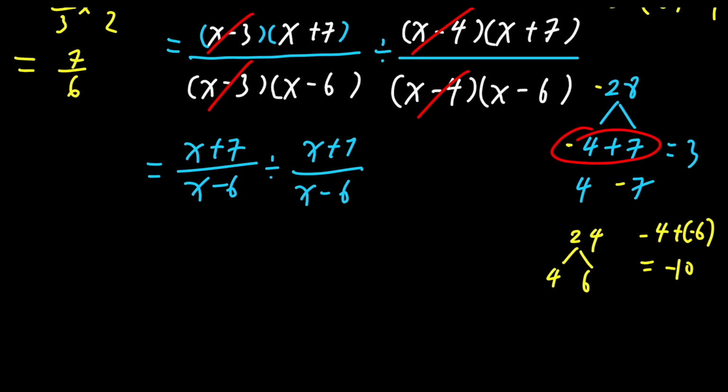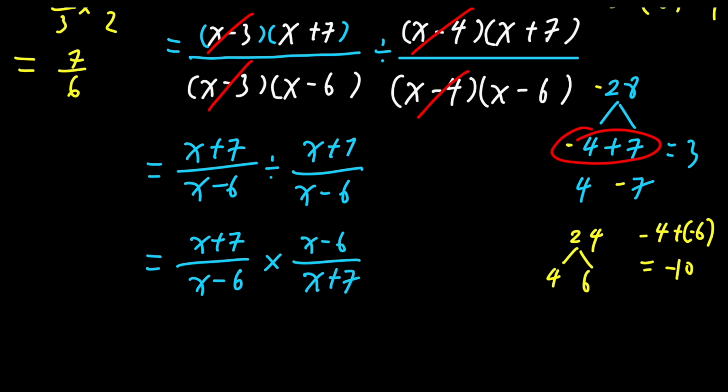Then we can also rewrite it as x plus 7 over x minus 6 times the reciprocal of the second fraction, so it's going to be x minus 6 over x plus 7. And you can also see the numerator and denominator are the same. Also true for these two. So we can cancel them, and they are equal to 1. And also for these two, they're equal to 1. So 1 times 1 will be just 1. And this is our final answer.